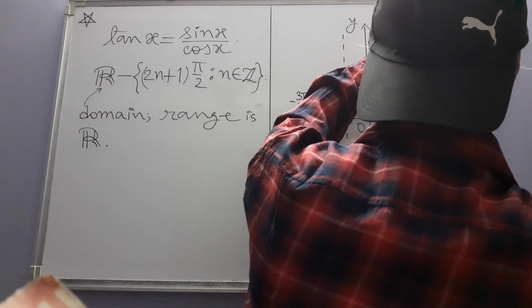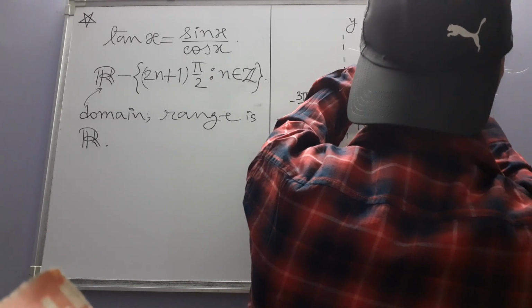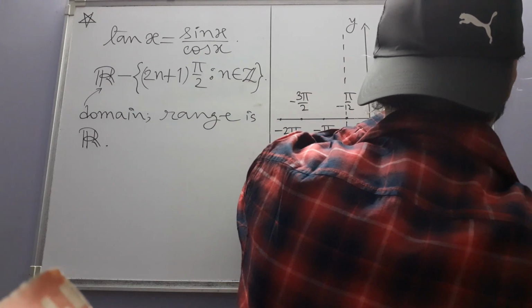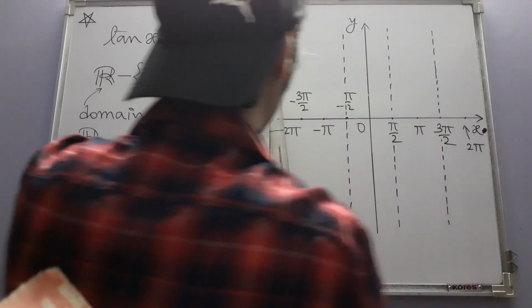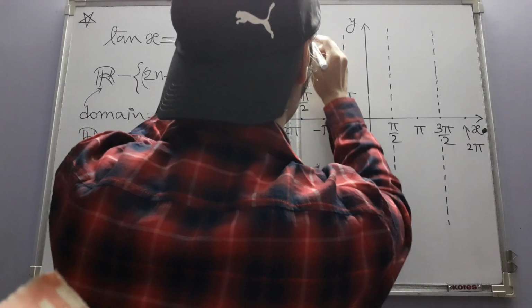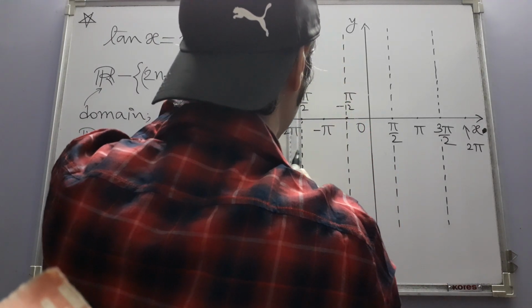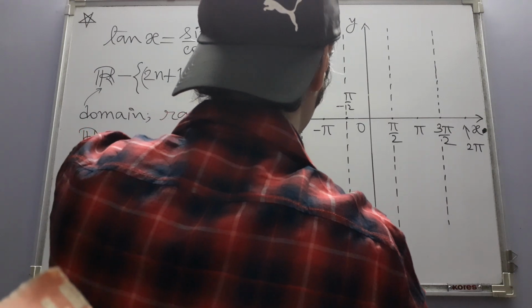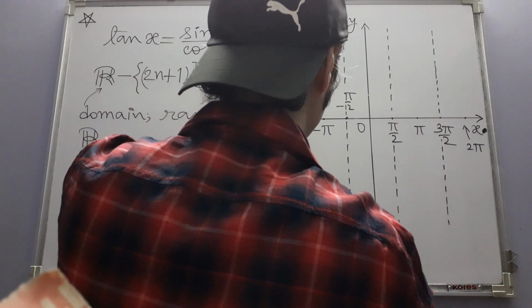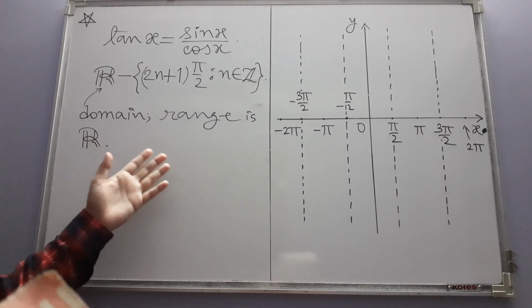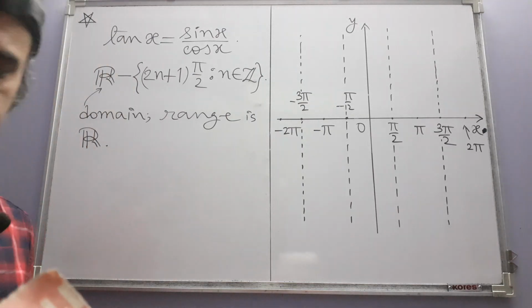Then let me drop another one that passes through 3 pi over 2. And on this side, another one that passes through minus 3 pi over 2. Okay, and here again, just like the range, suddenly I am just simply saying that the range is R.